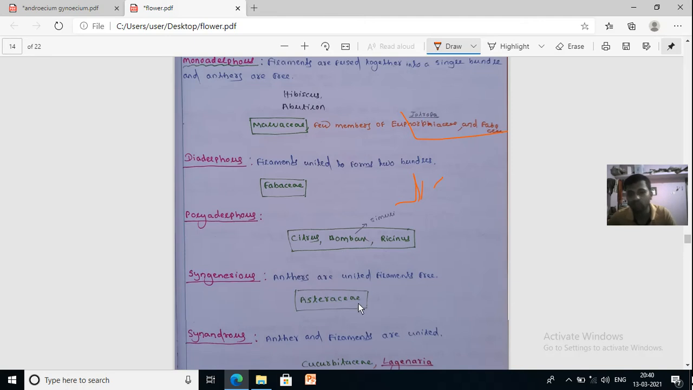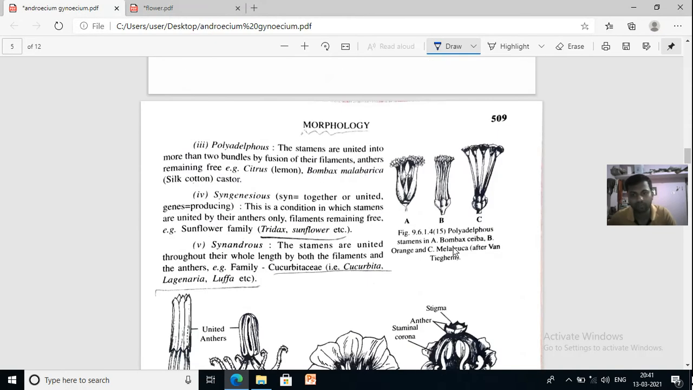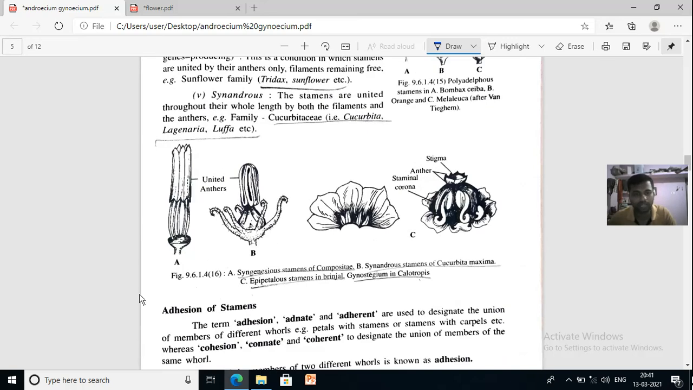Next, the syngenesious condition. If the anthers are united and the filaments are free, it is known as the syngenesious condition, the characteristic of the family Asteraceae. Next, come to the figure here, Asteraceae. This is the syngenesious condition. Here the anthers are united and the filaments are free.